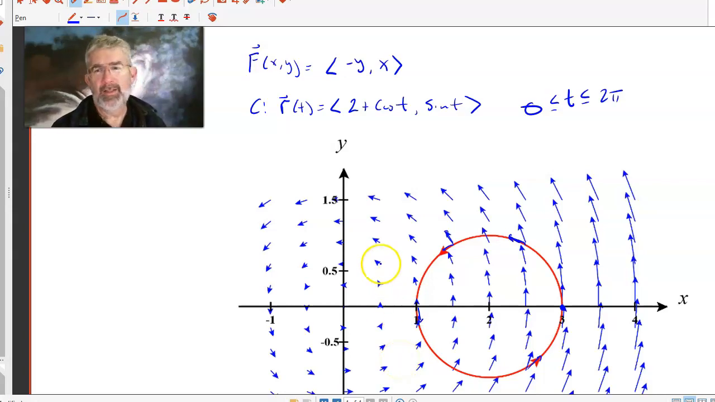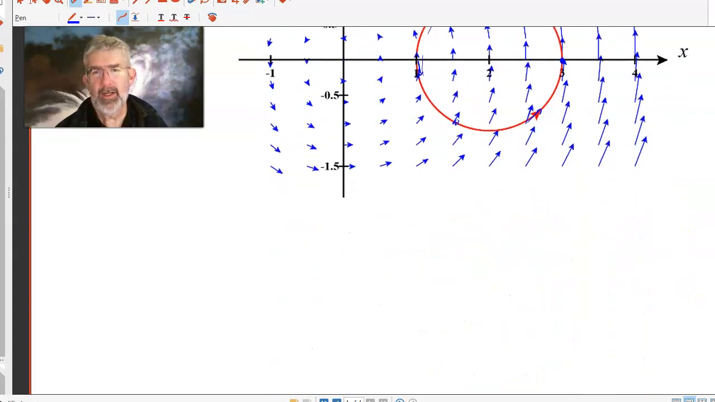But it looks to me like there's not as much negative. The negative seems to only go from here down around to there. And they're very short vector field vectors in here, where all this positive stuff has bigger or longer vectors. So I'm expecting a net positive result. So let's see how this works.